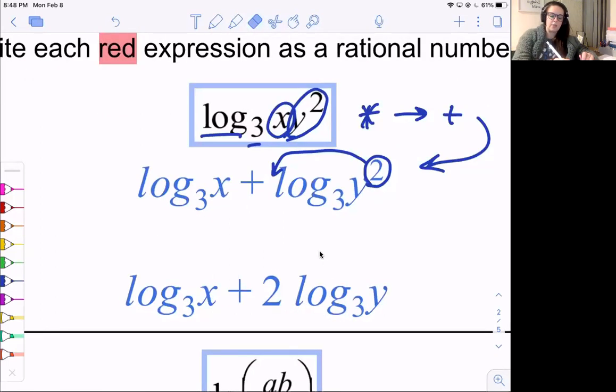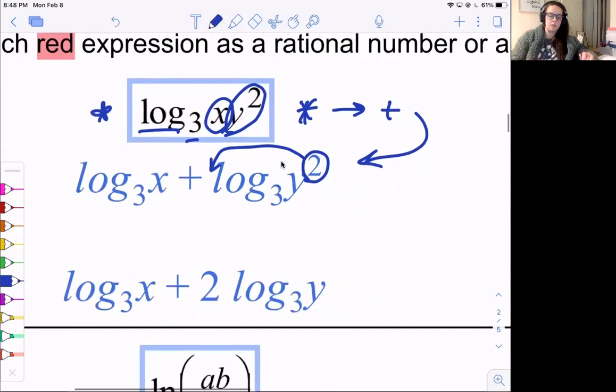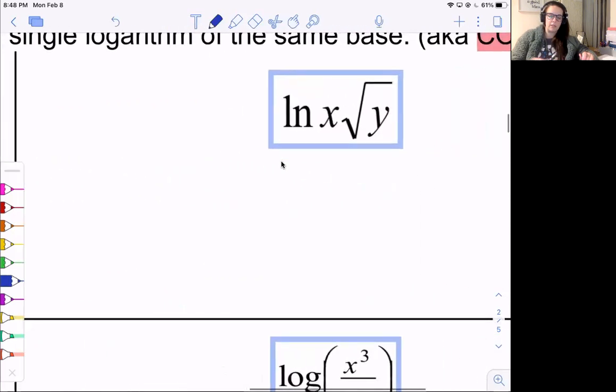So we can expand from a single logarithm here to multiple logarithms, but these are equivalent, just written in different ways, right? Later on this week, we'll find out why it might be more useful to have it in this format or in this format. So let's take a look at this one here.